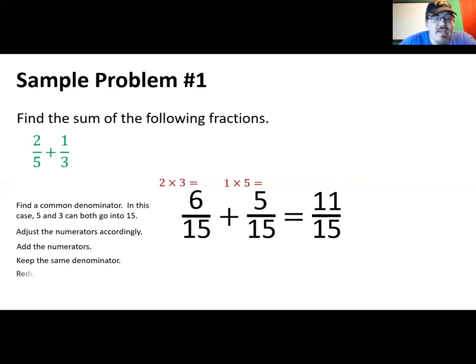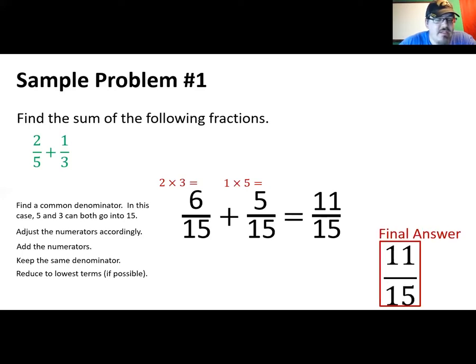Now, as a final step, you should always look to see if you could possibly reduce. Depending on the problem, sometimes you can, sometimes you can't. In this case, there really isn't anything that divides into 11 and into 15 evenly. So we know that 11/15 is our final answer. And there you go. We've just added 2 fractions together by finding that common denominator, adding the numerators, keeping the denominator the same, and then checking to reduce at the end if possible.